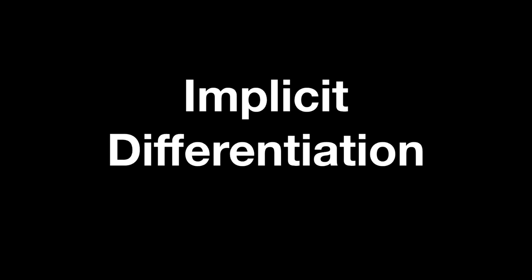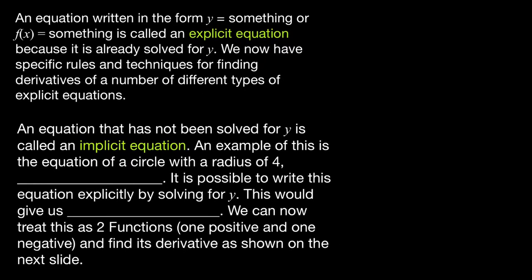Alright, so today's topic is going to be that of implicit differentiation. Let's just talk about two types of equations here real quick. Whenever you have an equation that is written in the form of y equals something or f of x equals something, that is going to be called an explicit equation.